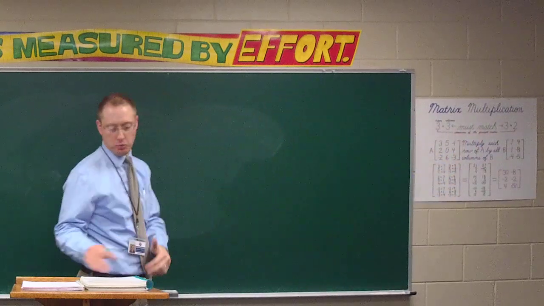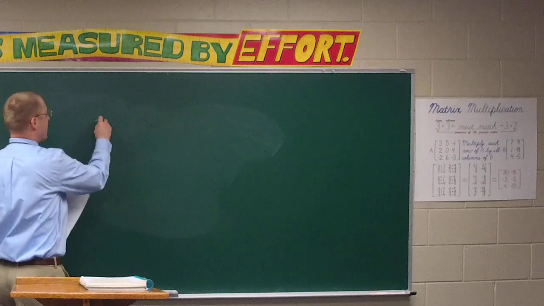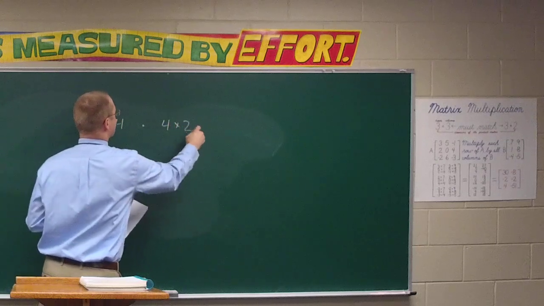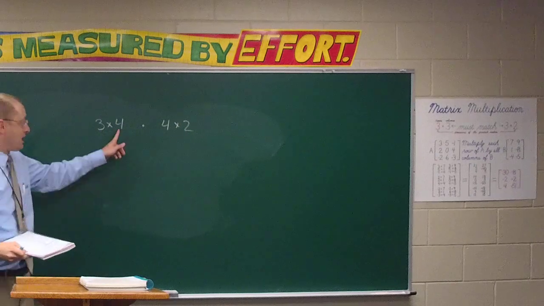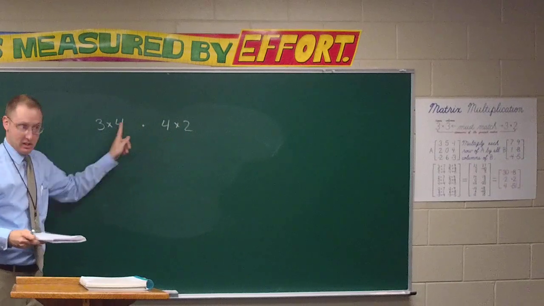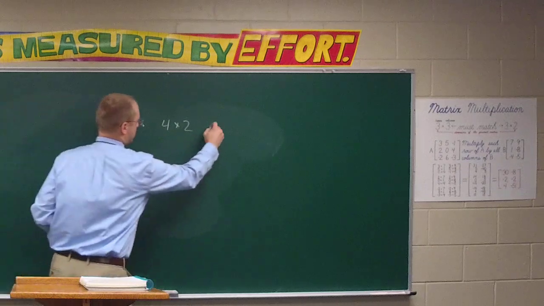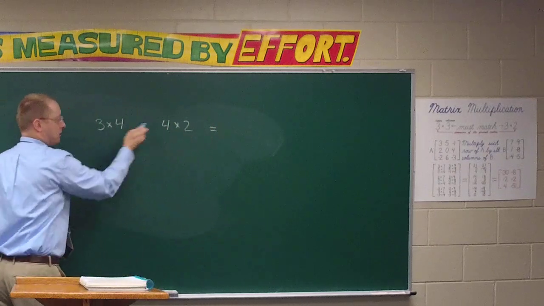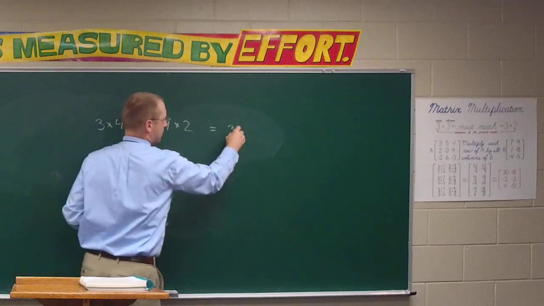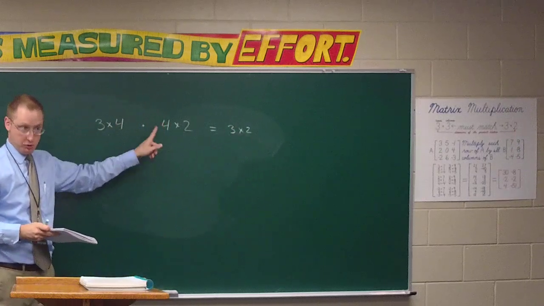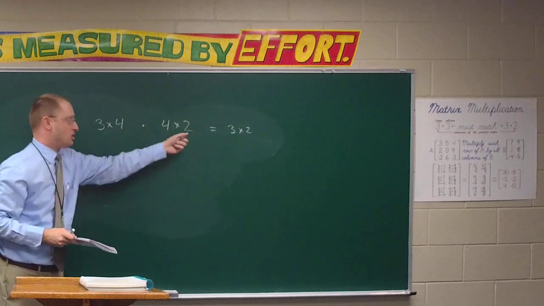Technically, it is what I had you write down. So let's try an example. If I had a 3 by 4 matrix times a 4 by 2 matrix, can I multiply? Yes, because they both have a 4. What is the product going to be? The product is going to be a 3 by 2. Does that make sense? The inner dimensions have to match in order for you to multiply them. The outer dimensions give you the product.